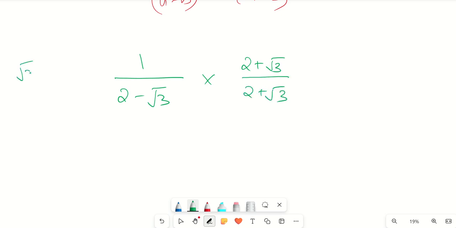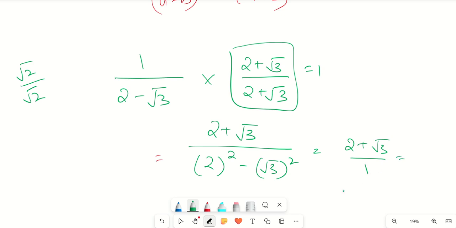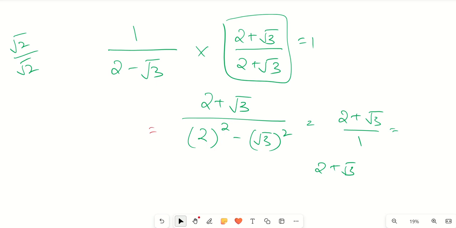Now how can I use this? We took 1 upon 2 minus root 3. Now if I multiply it with 2 plus root 3 upon 2 plus root 3, same logic which I used for root 2 by root 2, it is the multiplicative identity. This is nothing but 1. I can multiply anything by 1. So in the numerator, I will have 2 plus root 3, and in the denominator I have 2 square minus root 3 square, which is 1. So 2 plus root 3 by 1 equals 2 plus root 3. So my denominator is rational now. I have done rationalization. There is no root, no irrational number in my denominator.